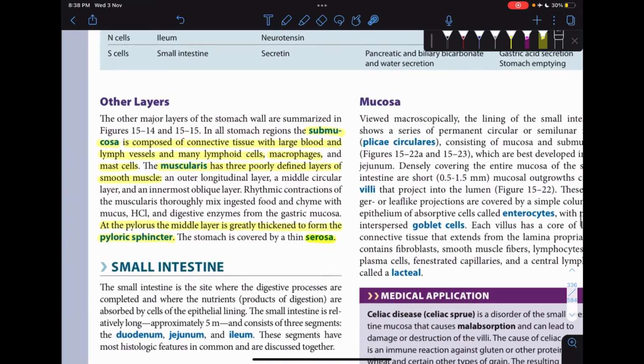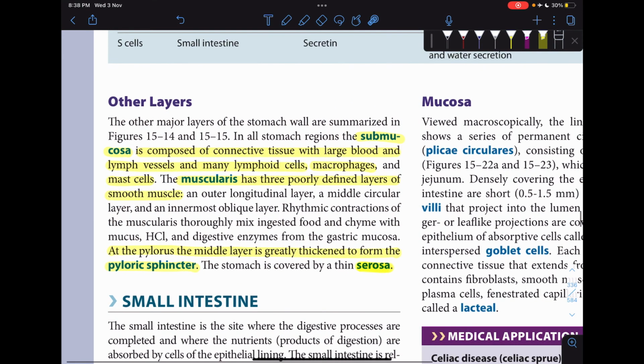Okay, so the other layers of the stomach are the submucosa and the others, which are the walls of the GI tract that we know. First, the submucosa, which is composed of connective tissue with large blood and lymph vessels. The submucosa also has many lymphoid cells, macrophages and mast cells. The muscularis of the stomach has three poorly defined layers of smooth muscle: the outer longitudinal layer, a middle circular layer, and an innermost oblique layer.